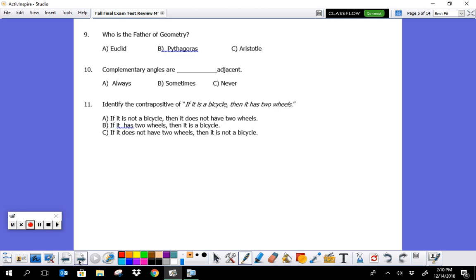Number 9, who is the father of geometry? That is Euclid. You will hear a term called Euclidean geometry. That's because the father of geometry, Euclid, that was named after him.